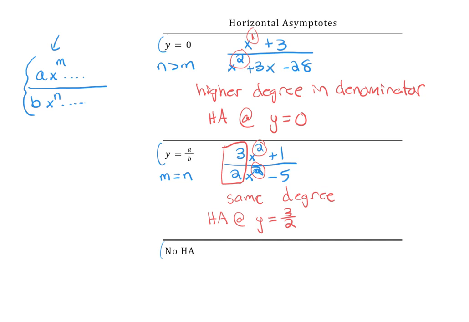And then the last example is when we have no horizontal asymptote, and that is when m is greater than n. So if we have (x to the third plus 2x squared) over (x plus 7), you can see the degree is higher in the top, so there's no horizontal asymptote.